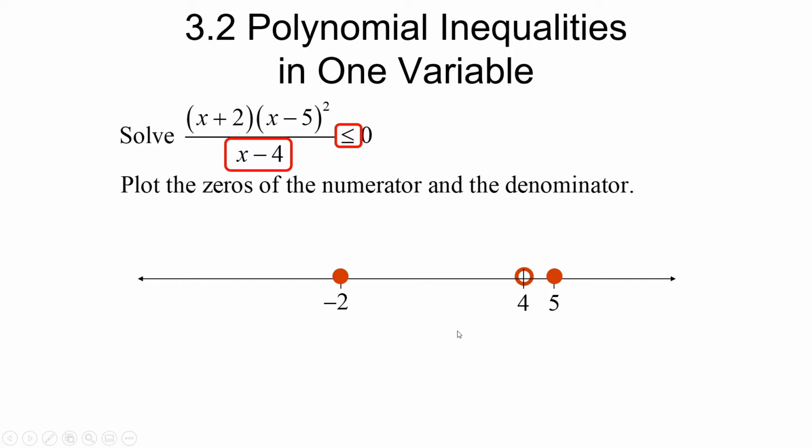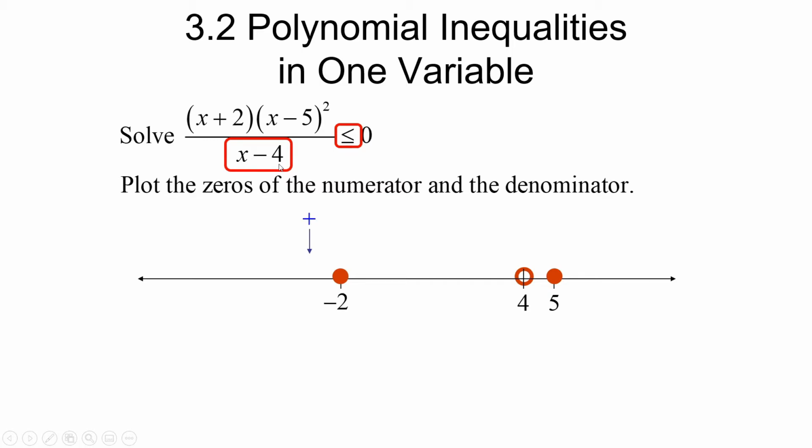Test points again. I usually like to start at 0, but sometimes I'll go left to right. It doesn't matter. So I'm going left to right here. For -2, I need an x to the left of -2. How about I go -3? -3 plus 2 is negative. -3 minus 5, quantity squared, would be positive. So I have a negative times a positive. And what's my divisor? -3 minus 4, that's going to be negative. So I see negative times positive divided by negative, positive.